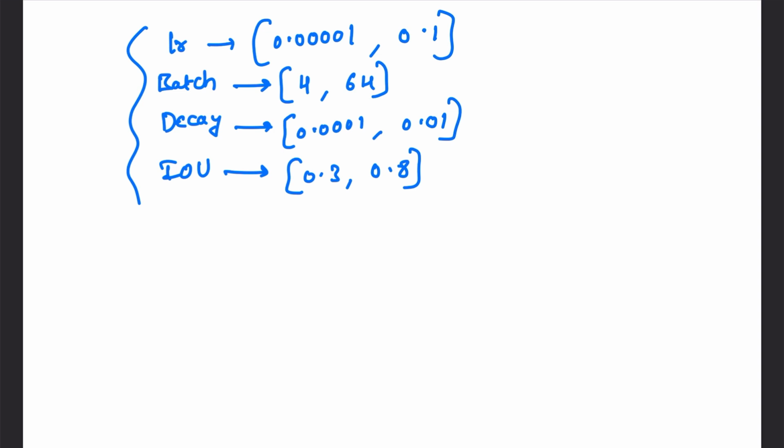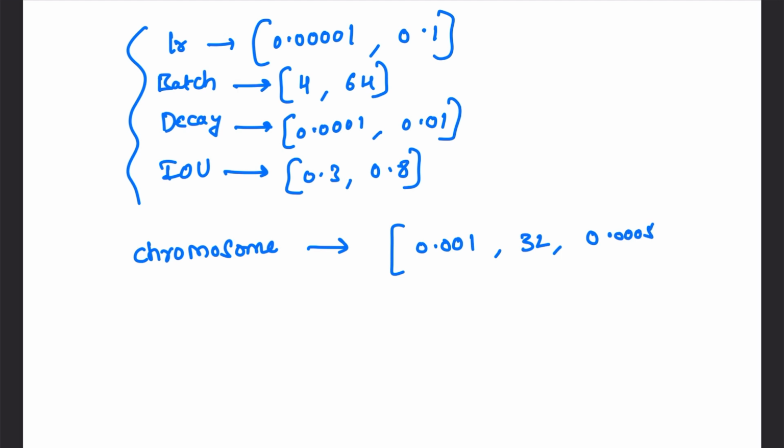Now we need to randomly select a value for each of these from this range, and that we call a chromosome. So I am selecting one chromosome which is a combination of all these. Suppose I decided I will keep learning rate as 0.001 and batch size I will keep 32. Decay I will keep 0.0005 and IOU I will keep 0.5. This is one chromosome.